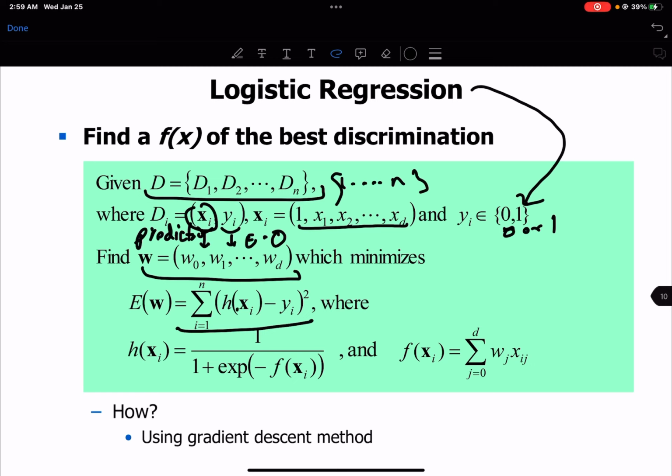And our h of x classifier function is defined by 1 divided by exponent of f of x, and f of x we are familiar with. It can be represented in this format, where x are the variables and w's are the regression coefficients.